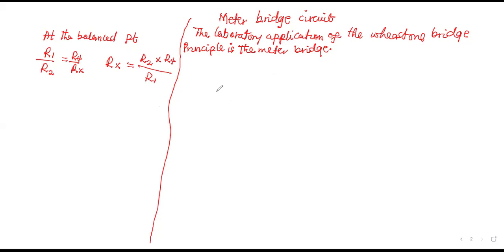Now, the meter bridge circuit. You see, in the Wheatstone bridge, there are 4 resistors connected in that bridge form. In the meter bridge, you find 2 resistors. The remaining 2 are compensated by the length of a wire, a constantan wire. So the meter bridge circuit, you find something like this.